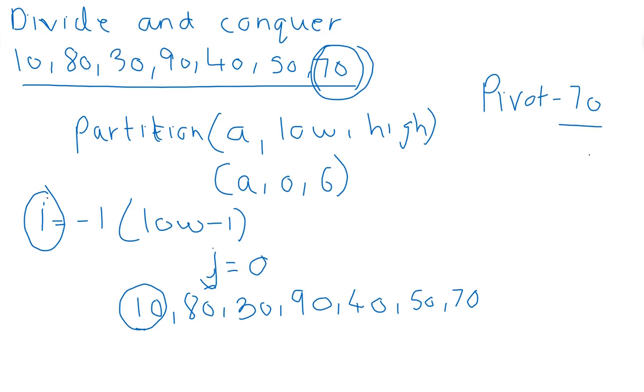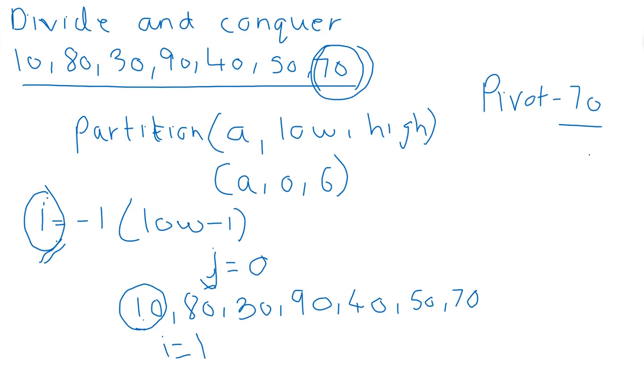So 10 is less than or equal to pivot, so I'm going to swap. I know this is my less than or equal to index. All the elements to the left of this index should be less than or equal to pivot, and the right should be greater. So I'm going to increment i, so i will also be at the same element, which is 10, and I'm going to swap 10 with itself.